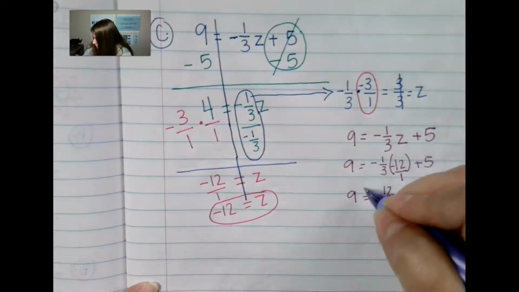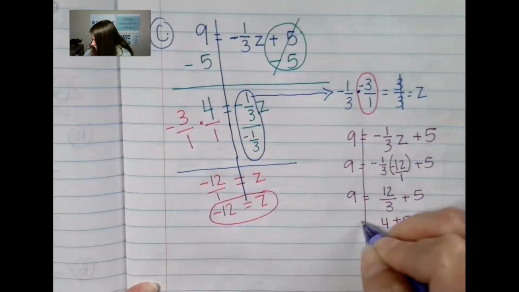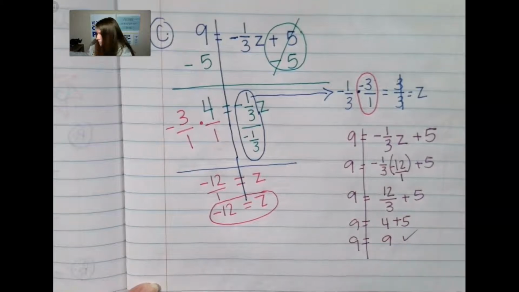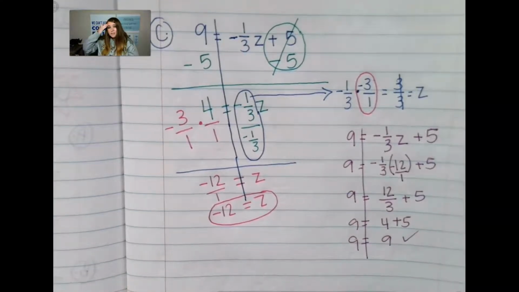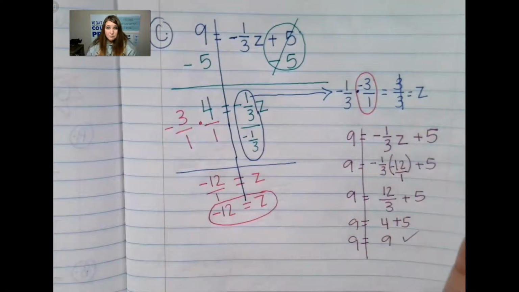12 divided by 3 is 4, and 4 plus 5 equals 9, and 9 is equal to 9, so they check out. This problem just took up half a piece of paper. And you know what? We're getting into some math now where that is going to continue to happen.